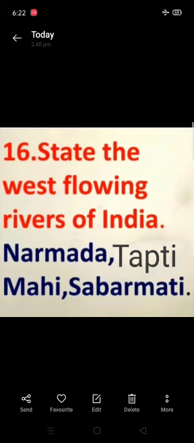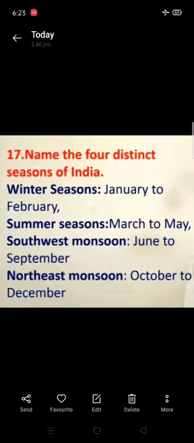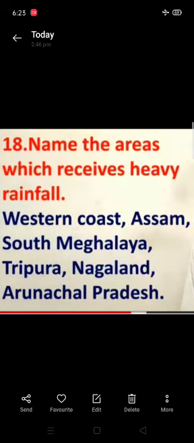State the west flowing rivers of India: Narmada, Tapti, Mahi, Sabarmati. Name the four distinct seasons of India. Winter season January to February, summer season March to May, southwest monsoon June to September, northeast monsoon October to December.